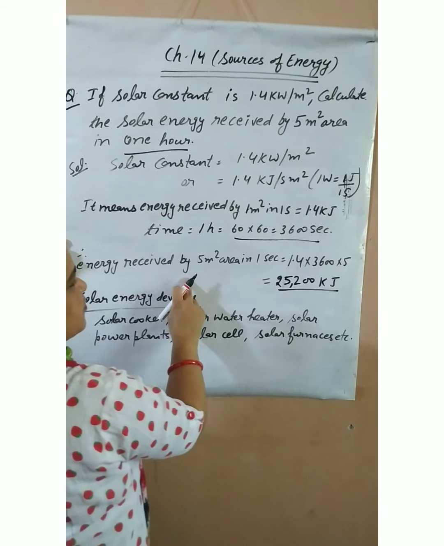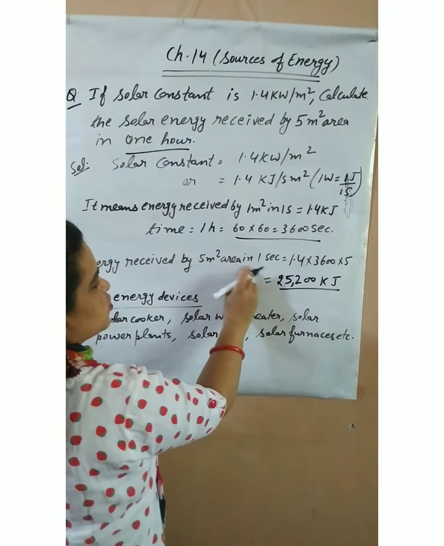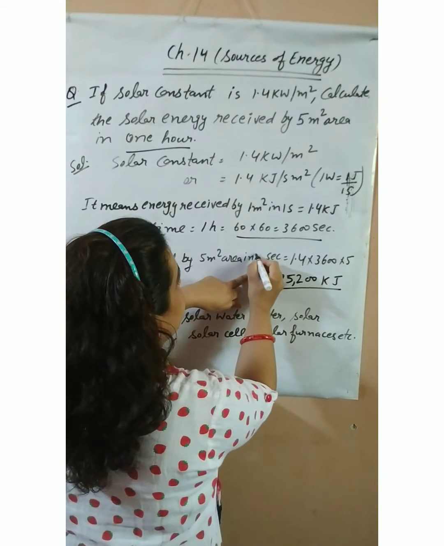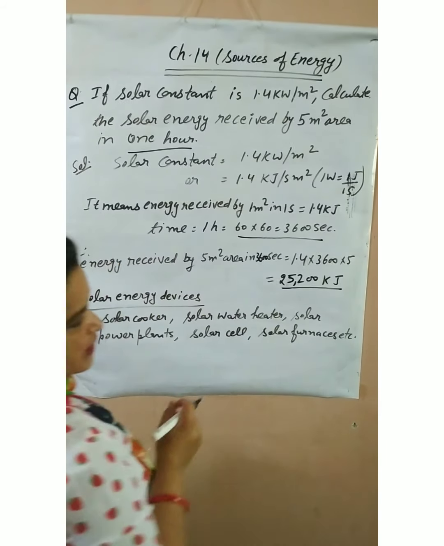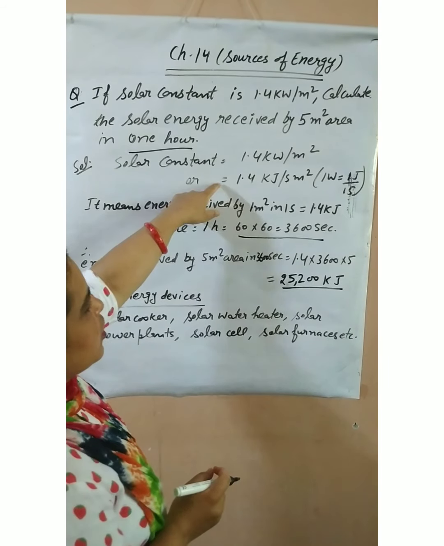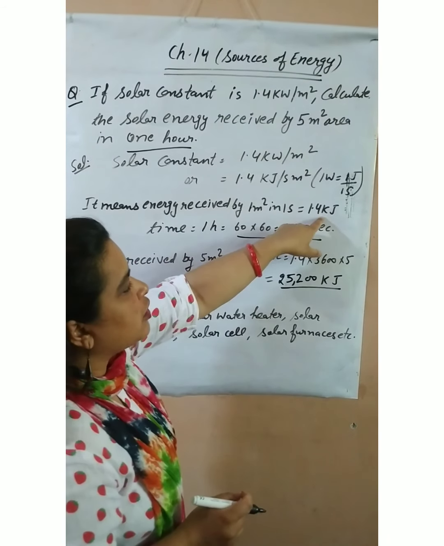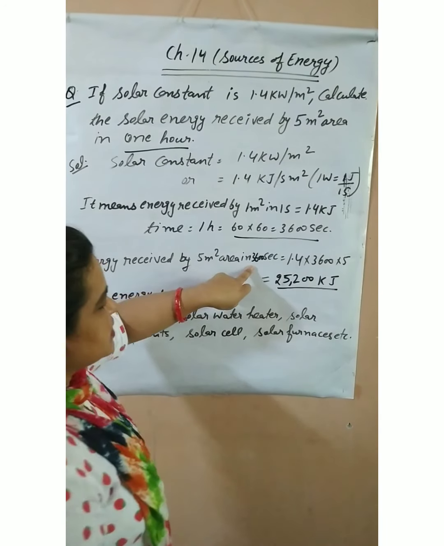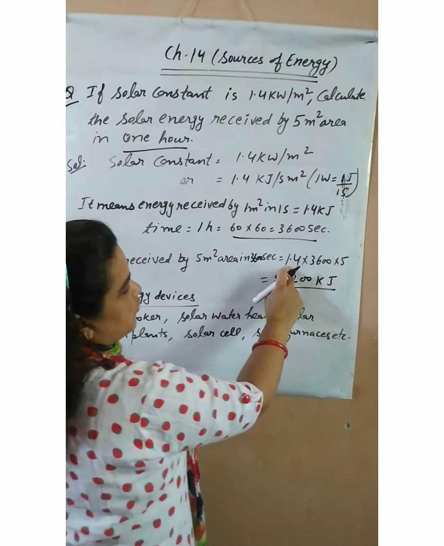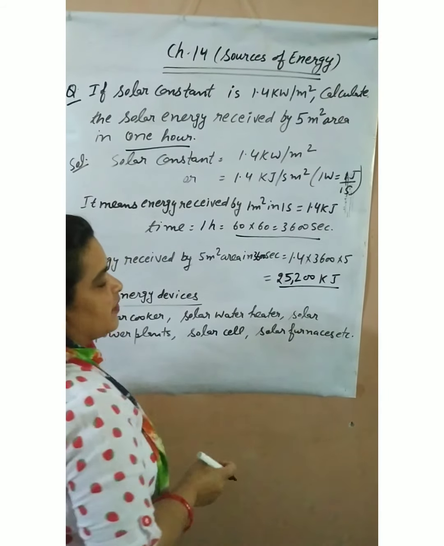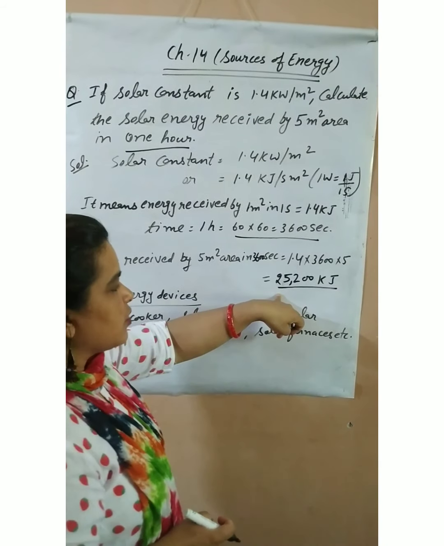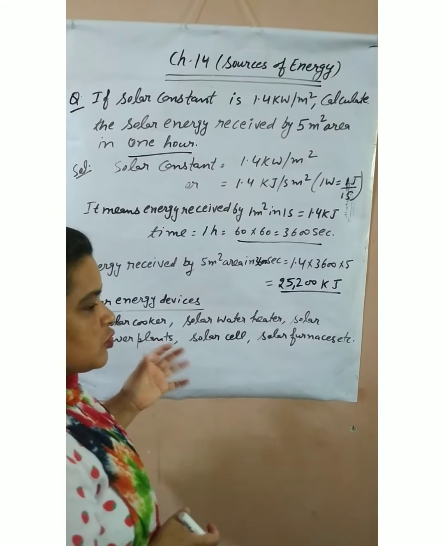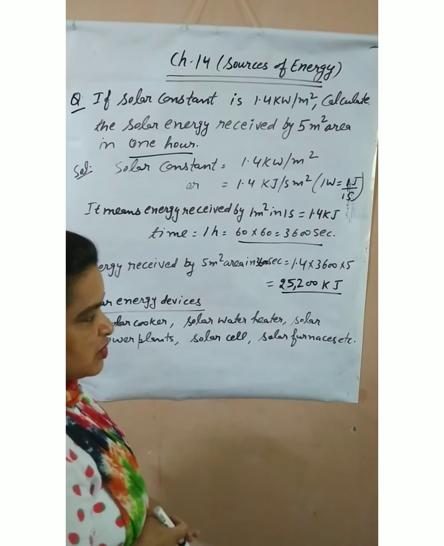So the energy received by 5 meter square area, we will calculate for 3600 seconds. Since 1.4 kilojoule is given for 1 second and our time is 3600 seconds, for 5 meter square area it is calculated by 1.4 into 3600 into 5. So it comes out to 25,200 kilojoule energy that will be received by the earth's outermost surface, the outer edge of the atmosphere.